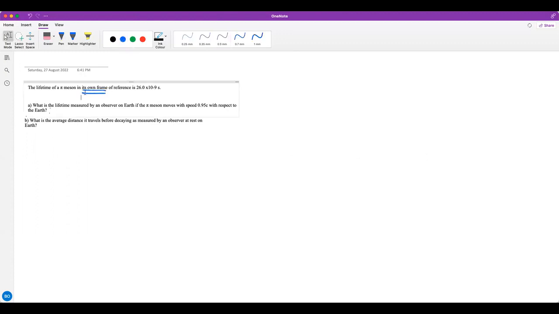Now, there is one remark here. The lifetime of any particle that you find in books or in a data booklet is always measured on the reference frame of the particle, which means when the particle is at rest. So the lifetime in this case is the proper time, 26 × 10^-9 seconds. This is because the lifetime as given here is measured on the reference frame of the particle, and that's why it is the proper time.